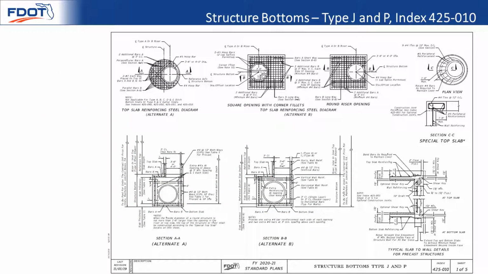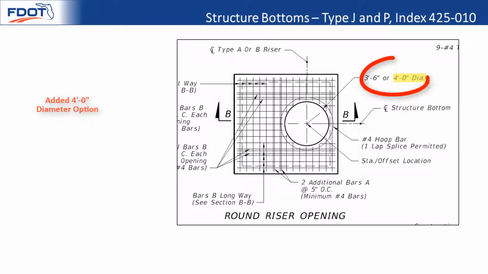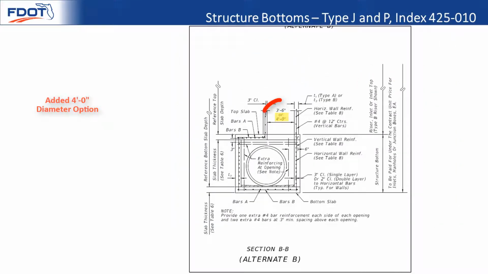This is a minor change, but it's a change that industry has been requesting of us for at least a couple of years. Historically, our alternate B bottom only allowed for a square riser in the past indexes. Well, we want to allow for the 4-foot diameter round riser as well. So we've gone through and added the 4-foot option. You can see here that we added it in the top detail and the bottom. It's not a big change, but it is something the industry has been asking us for a couple of years.